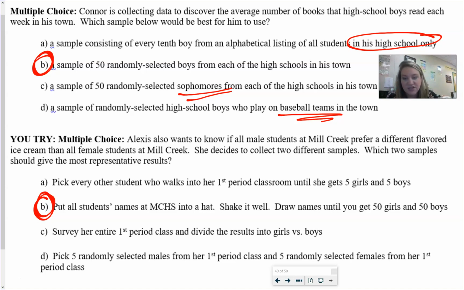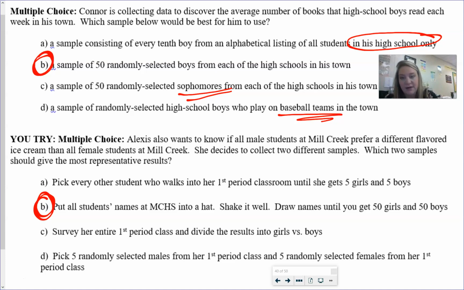Part C surveys her entire first period class and then divides the results into boys and girls. Again, that's kind of convenient, right? It's her first period. It wasn't randomly picked. She chose the one she was already in. That's convenient. That's lazy. Part D picks 5 randomly selected males from her first period and 5. There's a common thread here. The problem again, she picked her first period. Okay, it's not random. There was no random at all between A, C, or D.